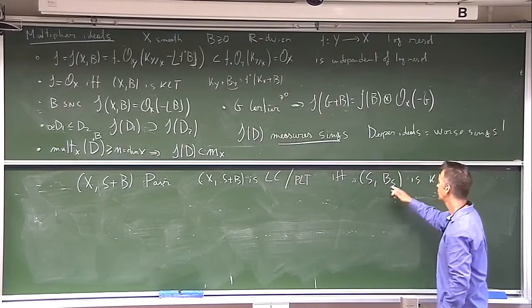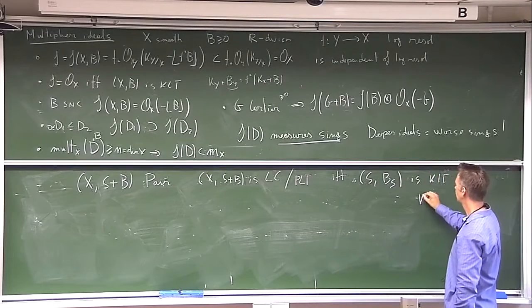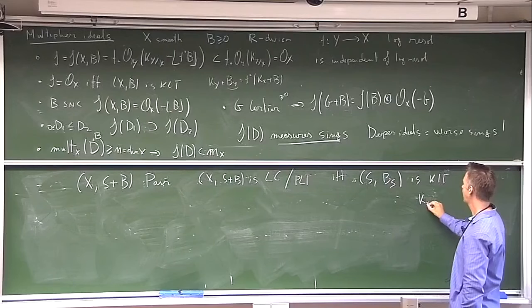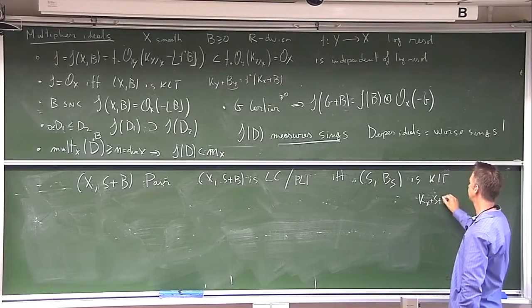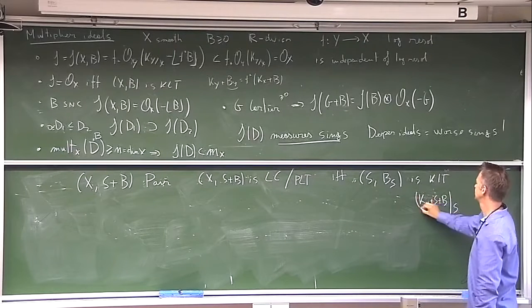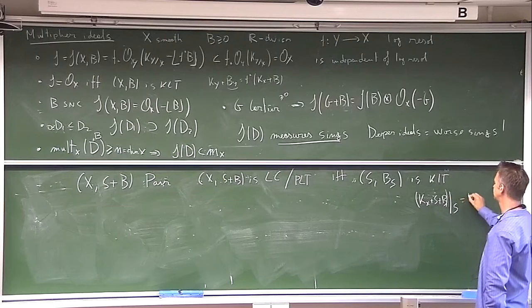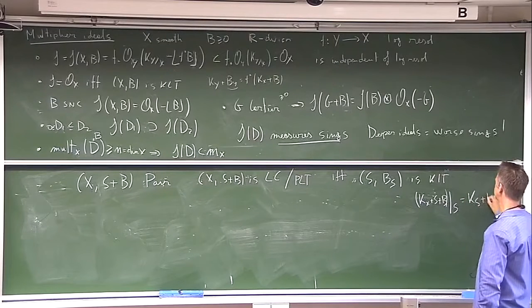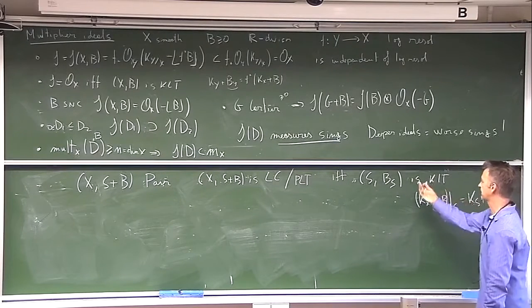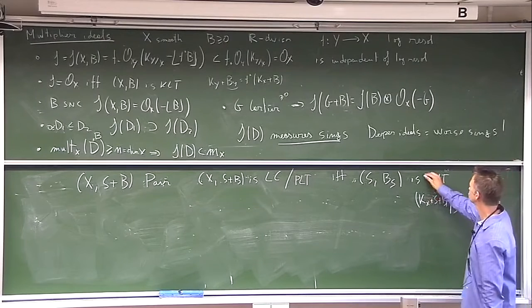What does this B_S mean? You write K_X, as we did before, plus S plus B, restricted to S. It's a divisor, adjunction is easy. It's K_S plus B_S. Okay, that's what I mean by B_S. So here it should read: is log canonical / KLT.